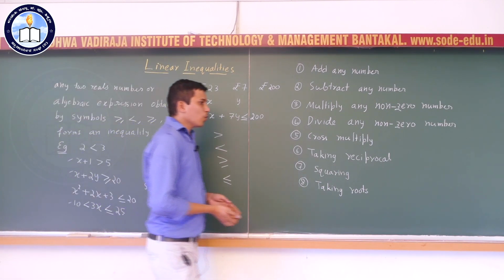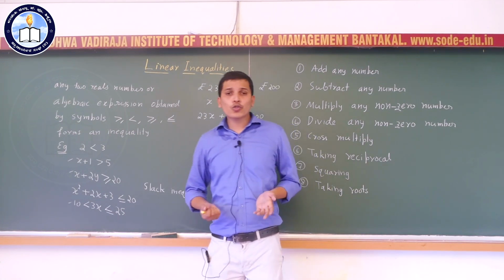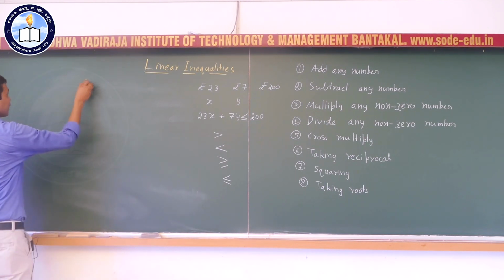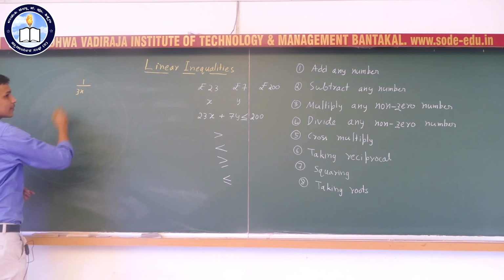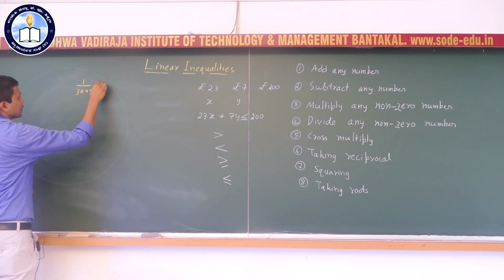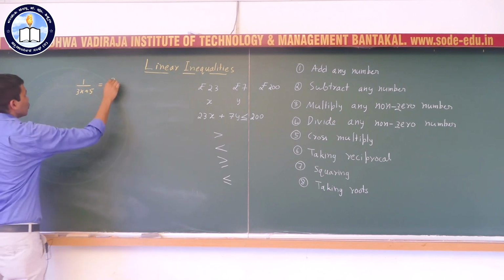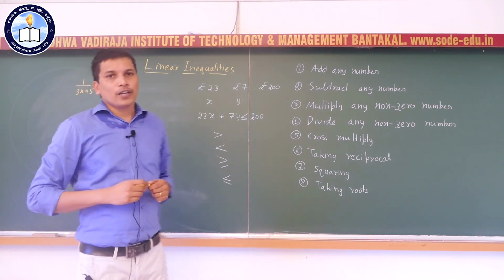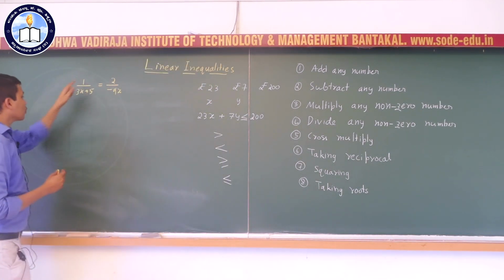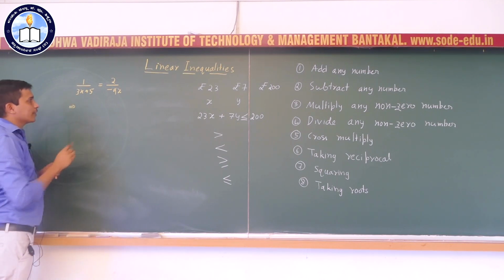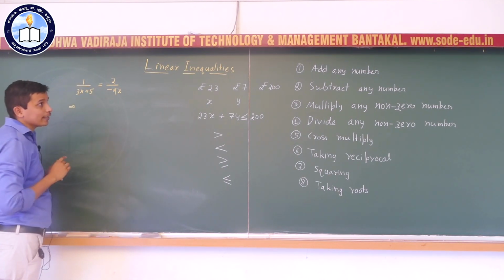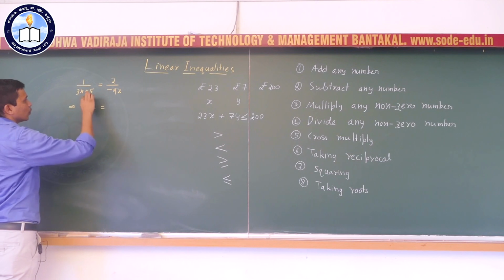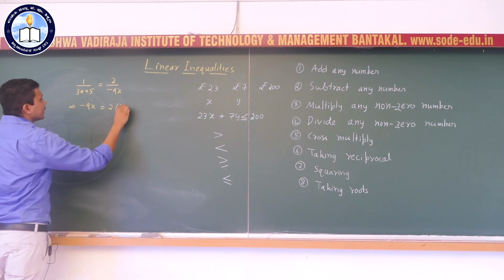Fine. We know how to solve equations, right? Suppose I take one equation, 1 divided by 3x plus 5 equals 2 divided by minus 9x. How do we solve this? First we go for cross multiplication, right? Don't write this part, it is an equation. We need to talk about inequality. I start from here. It is cross multiplication, 9x is equal to 2 into 3x plus 5.